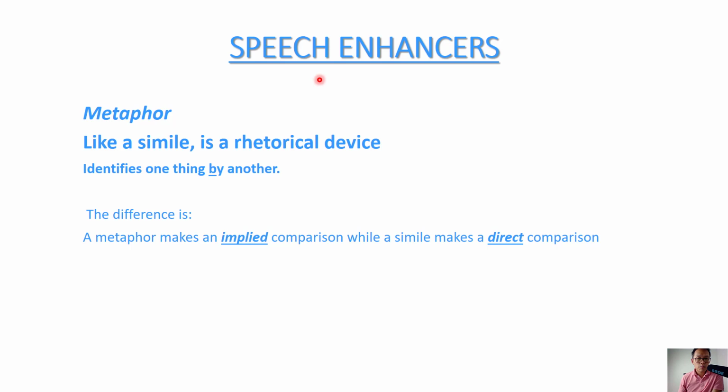The other speech enhancer is using metaphors. It's something like a simile. It's a rhetorical device. It identifies one thing by another. The difference is a metaphor makes an implied comparison, while a simile makes a direct comparison. Similes usually use the word like. Actually, a simile uses the word like and as: as fast as, as slow as, as patient as, as righteous as someone, and it's a direct comparison. But metaphors use something slightly different.